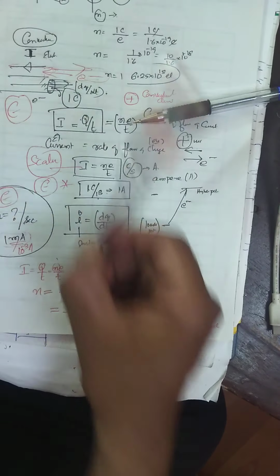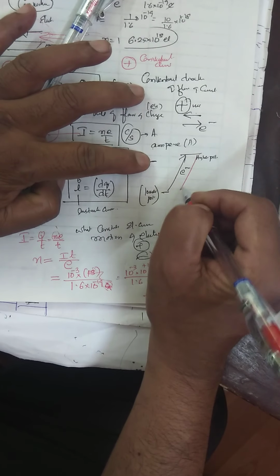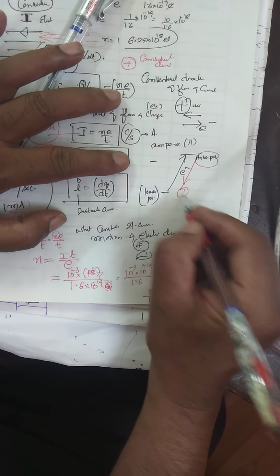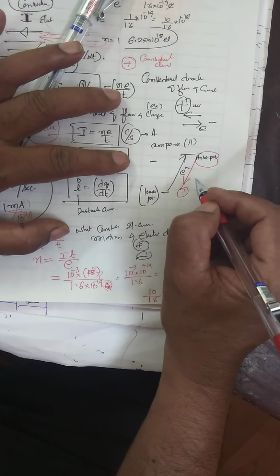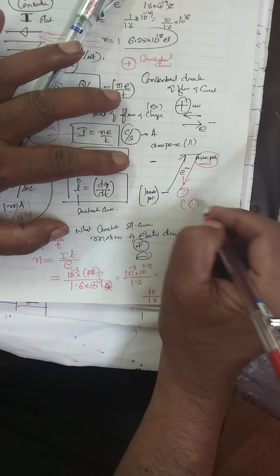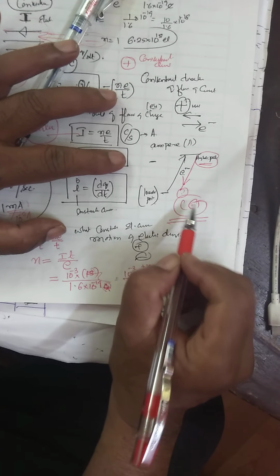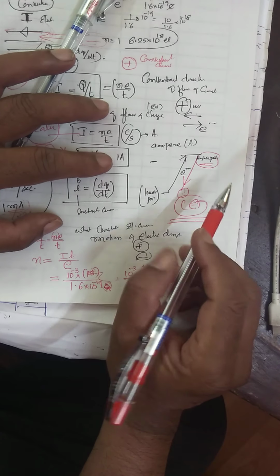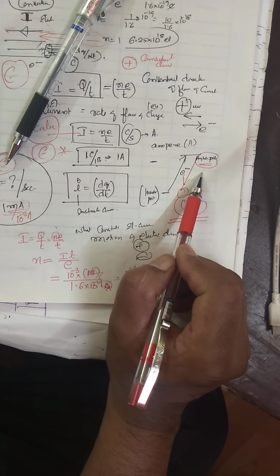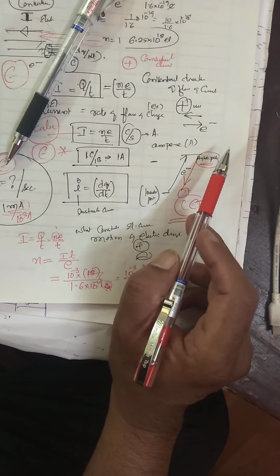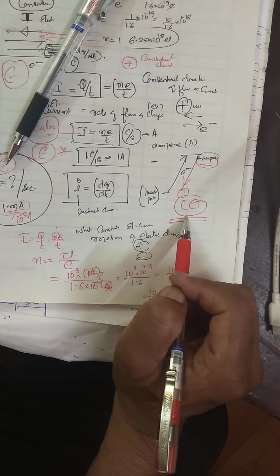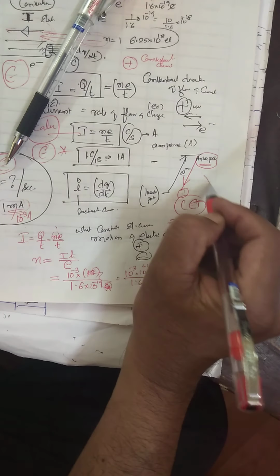Whereas this conventional current flows from higher potential to lower potential. This is also asked in CET exams, one more question they will ask. Therefore, the conventional direction of current is from the higher potential to lower potential. Okay, this is also important.